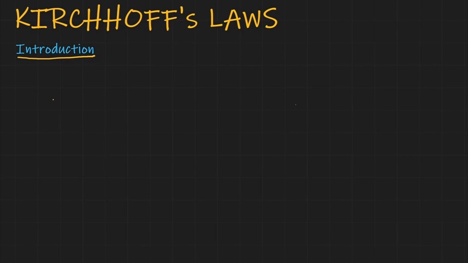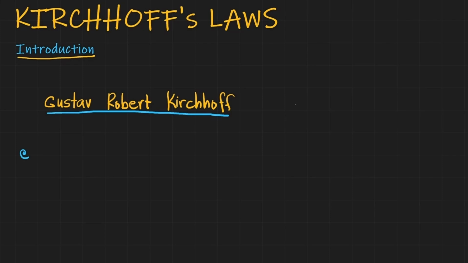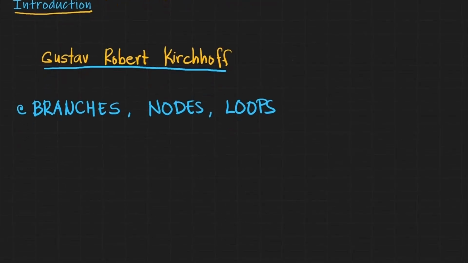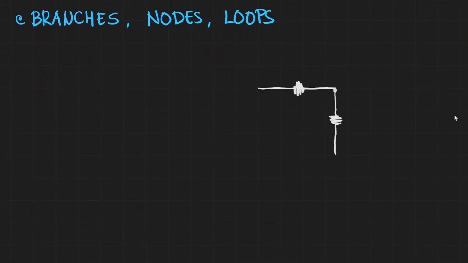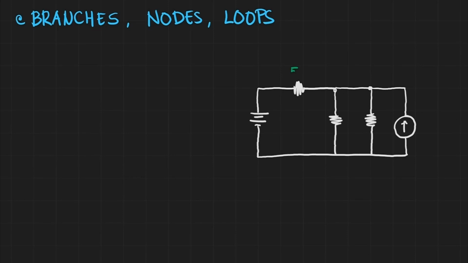So before we dig deeper into KCL and KVL, we have to first look into some basic parameters that we need to be familiar with in using these particular laws. By the way, this particular law was introduced by Gustav Robert Kirchhoff. So there are things that we need to consider first. We have the branches, the nodes, as well as the loops. First, we have to define all of these in order for us to analyze and use the KCL and KVL. So consider this network shown here.